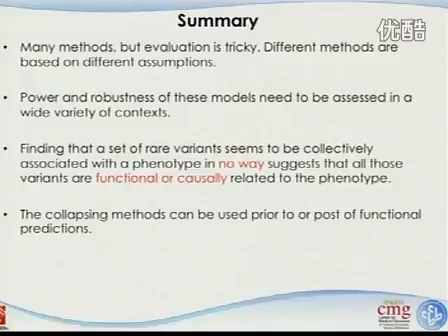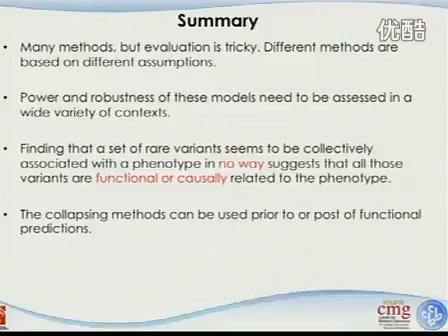And finding that a set of rare variants seem to be collectively associated with a phenotype in no way suggests that these are the functional or causal variants. They are just associated with the disease. They are not necessarily the causal ones. And if you want to identify the causal ones, further experiments are needed.